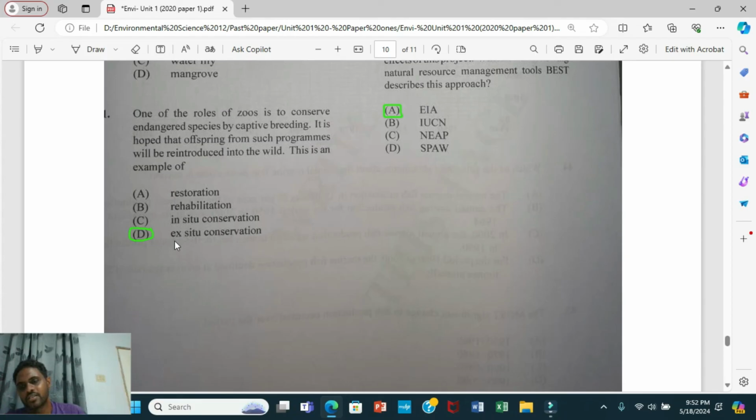All right, guys. So to put these animals in the zoo, these animals were removed from their natural habitat. So removing the animals from their natural habitat and putting them in a man-made habitat, that's ex situ. In situ, on the other hand, you conserve them in their natural habitat. You don't remove them from their natural habitat. All right.